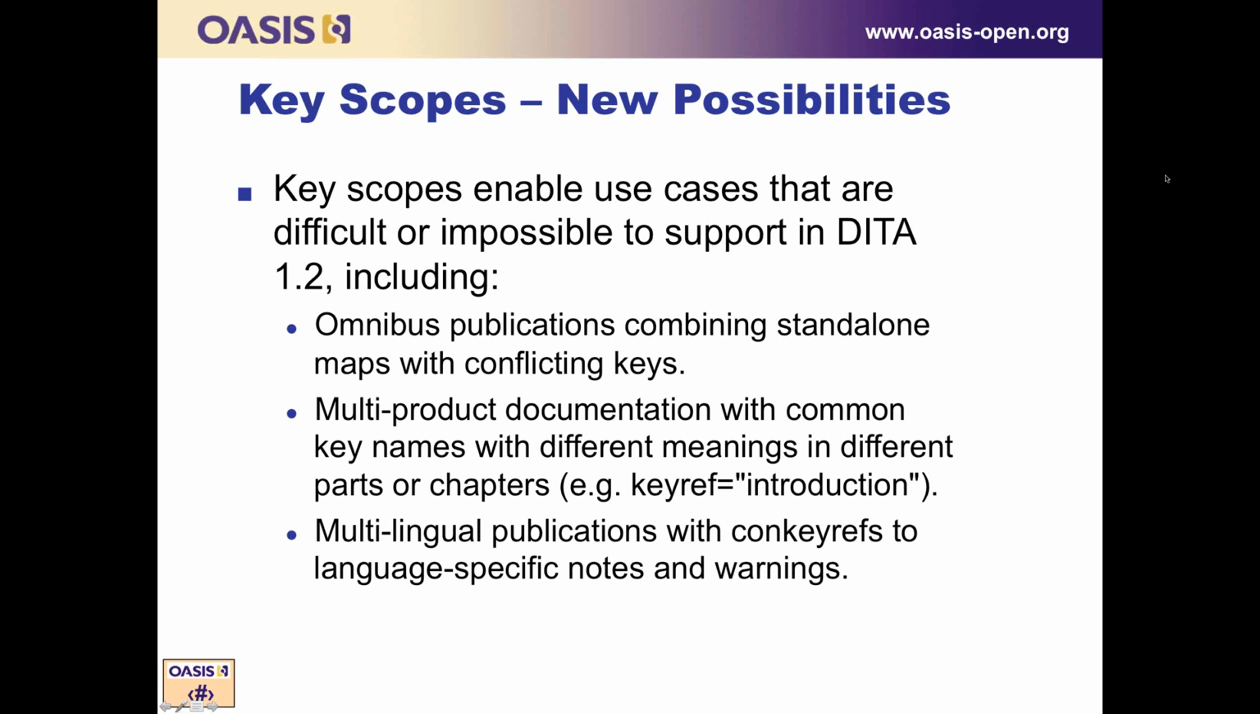Similar to that case, you can have multi-product documentation where the key names might overlap, like introduction or how to use, or oil chart is another example from earlier. You can wrap each product in its own key scope, and the keys will function correctly for each region.